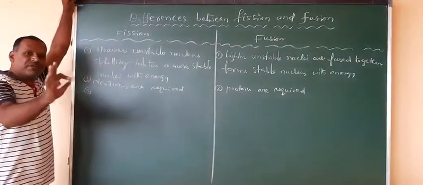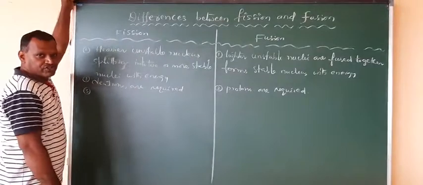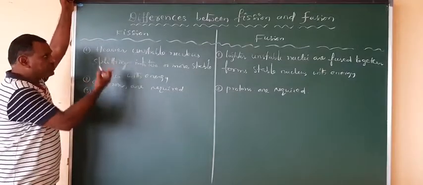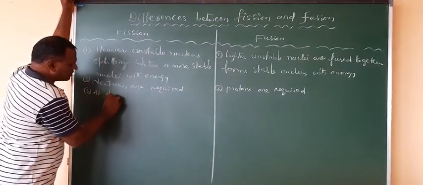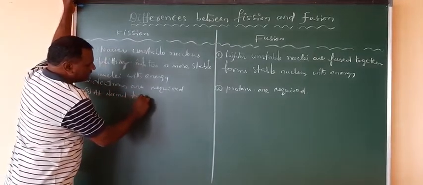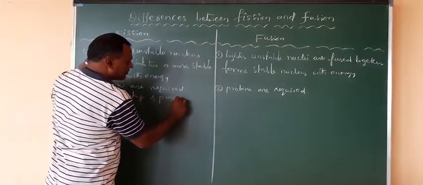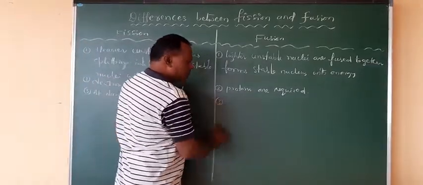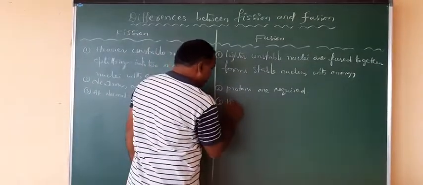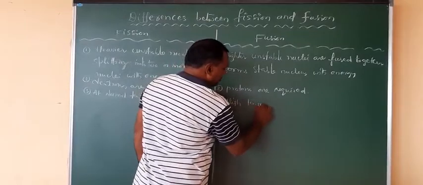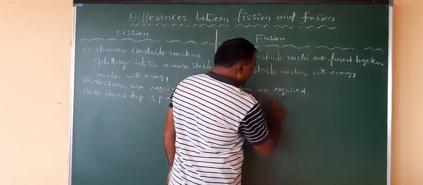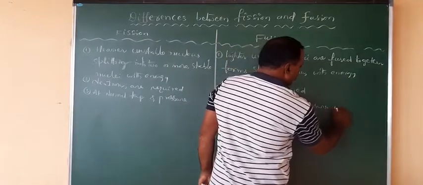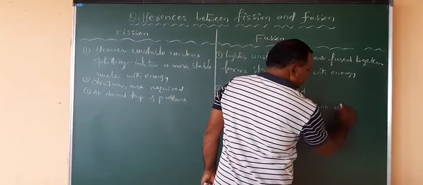And similarly, the third one. In fission, the fuel or neutrons are required, and these reactions can take place at room temperature and atmospheric pressure, that is, at normal temperature and pressure. But for fusion, very high temperature and very high pressure are required: a temperature of about 10 power 8 Kelvin and a pressure of about 10 power 5 or 6 atmospheres.